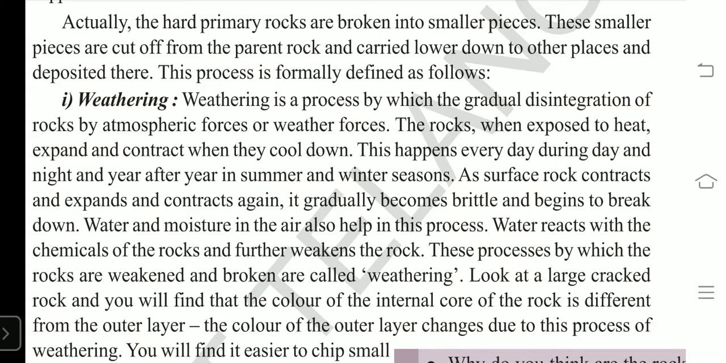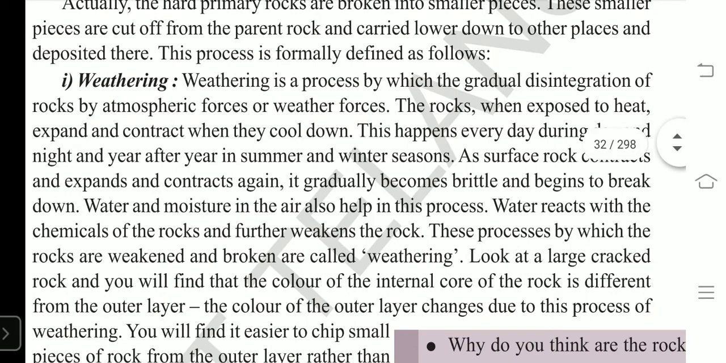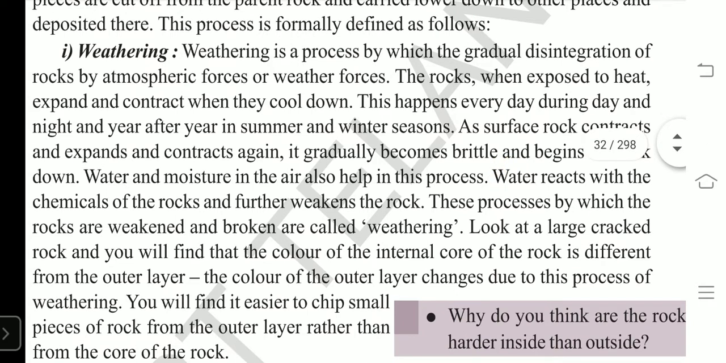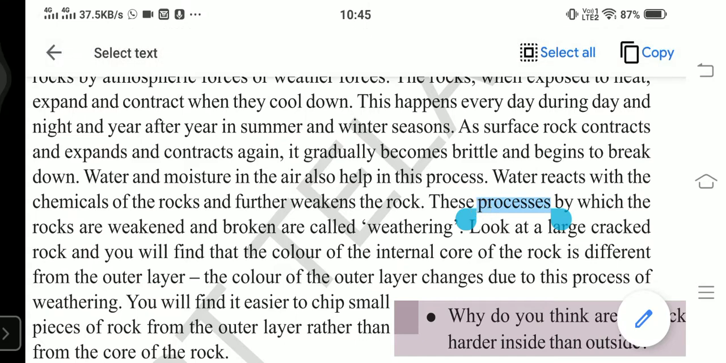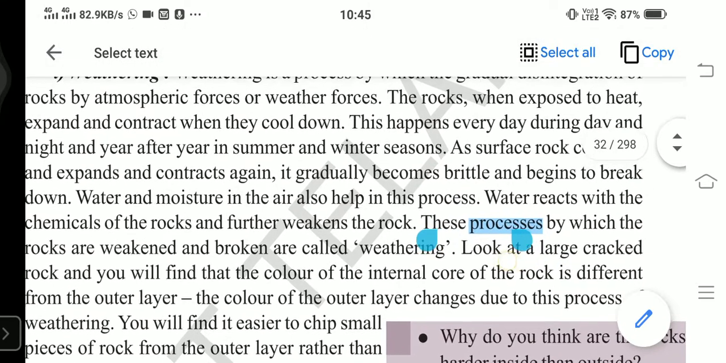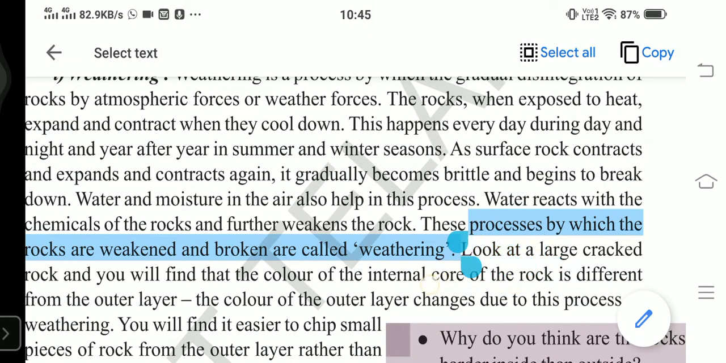Okay, water reacts with the chemicals of the rocks. Rock consists of different chemicals. So when water joins with the chemicals of the rock, the rock becomes weaker. This process, what do we call that? Weathering. My dear students, what is weathering? The process by which rocks are weakened and broken is called weathering.